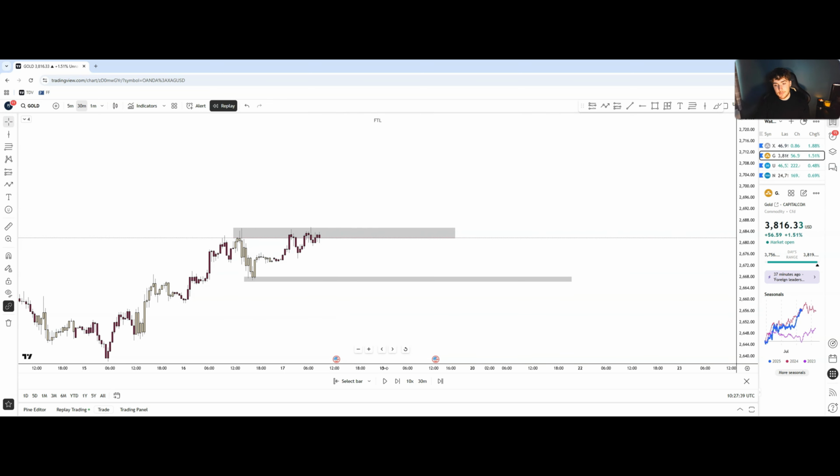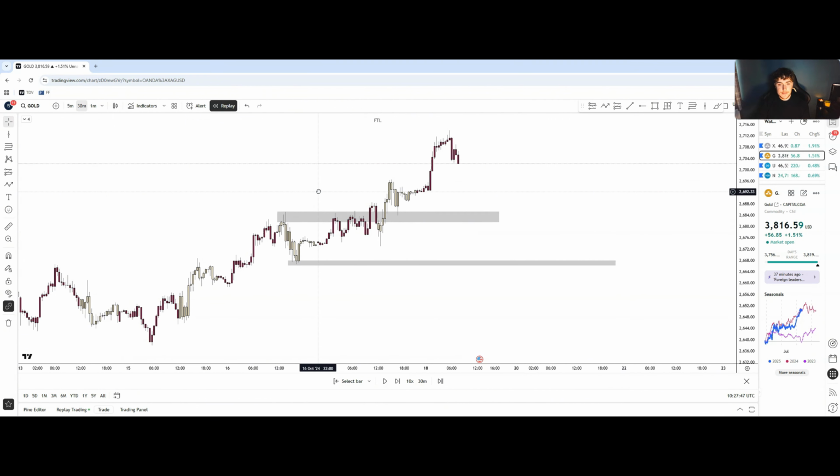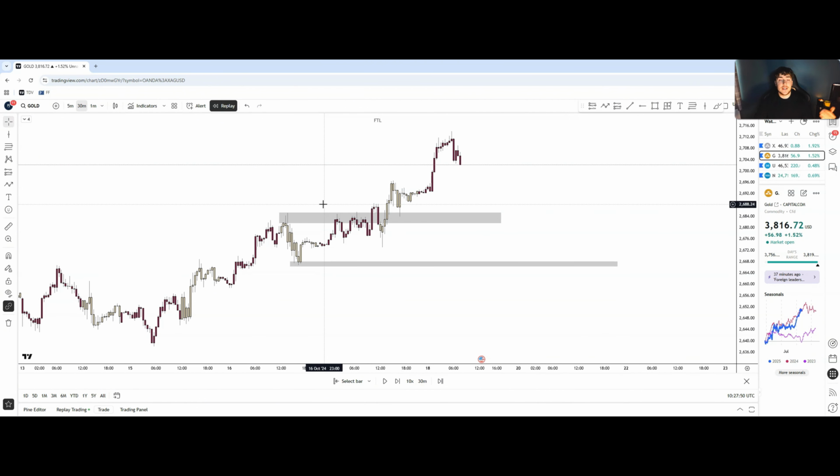Now, for the sake of finding more examples, I'm just going to play price on here. You can see price breaks above, we get a tap in, and we continue to the upside. So let's go into another example.